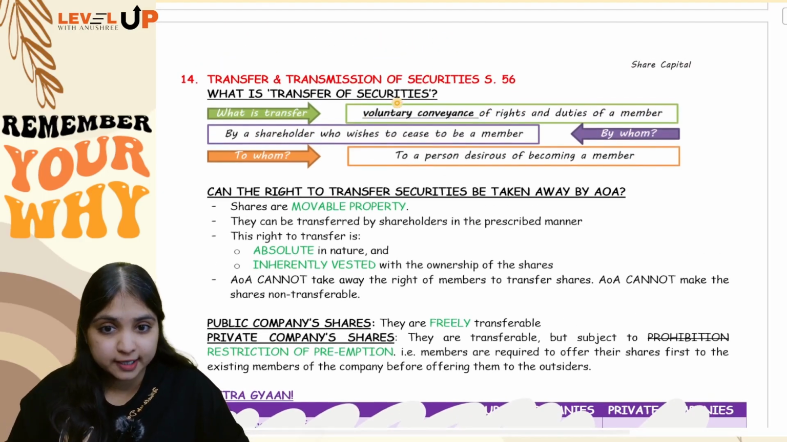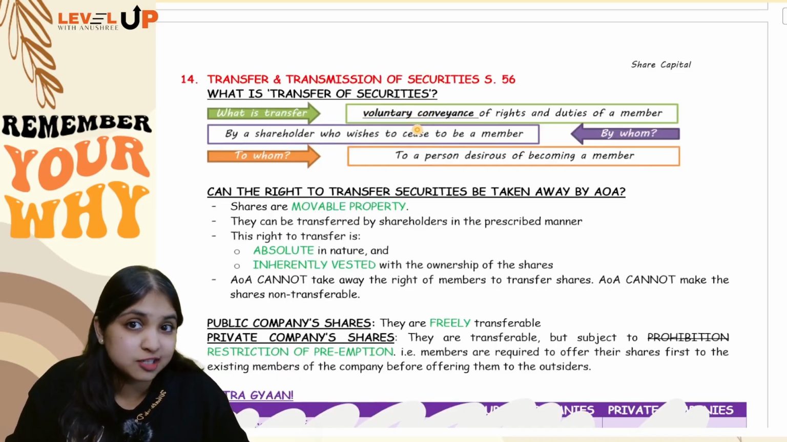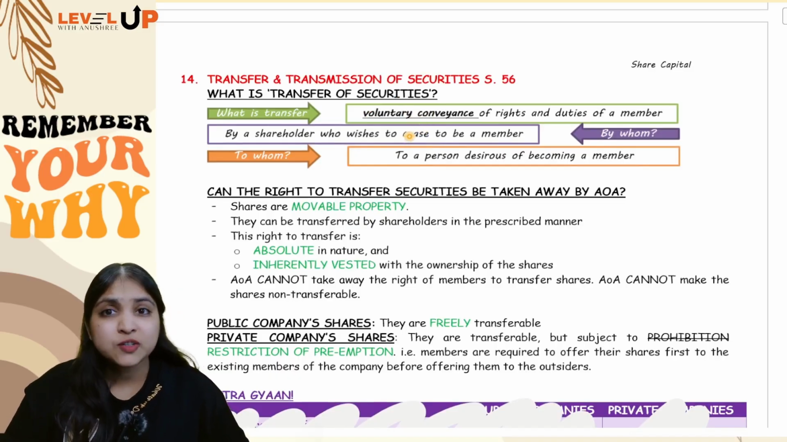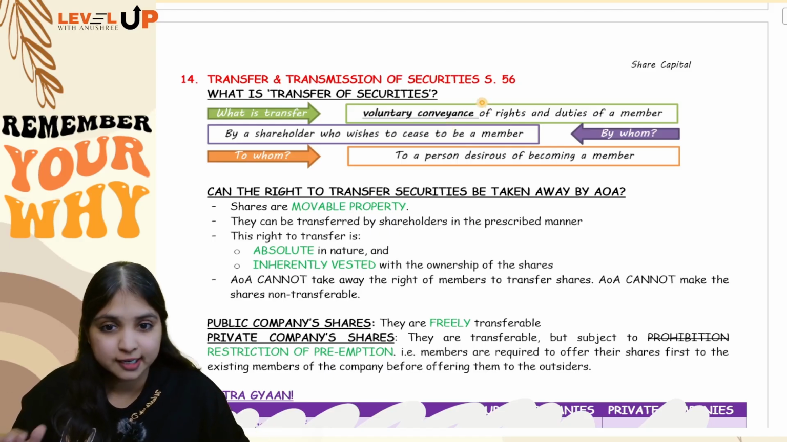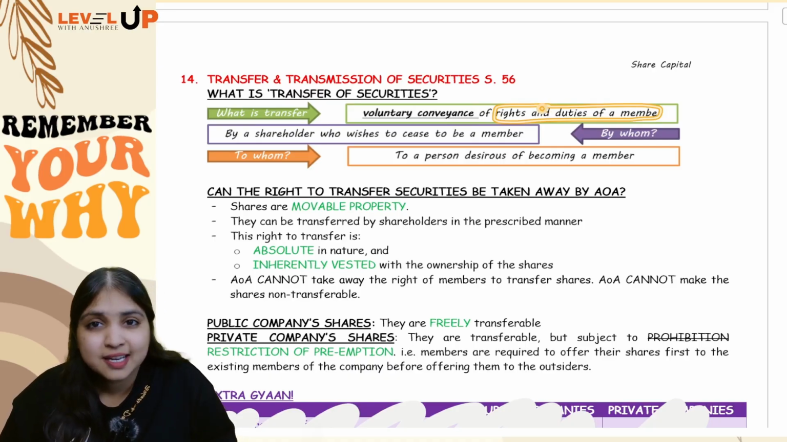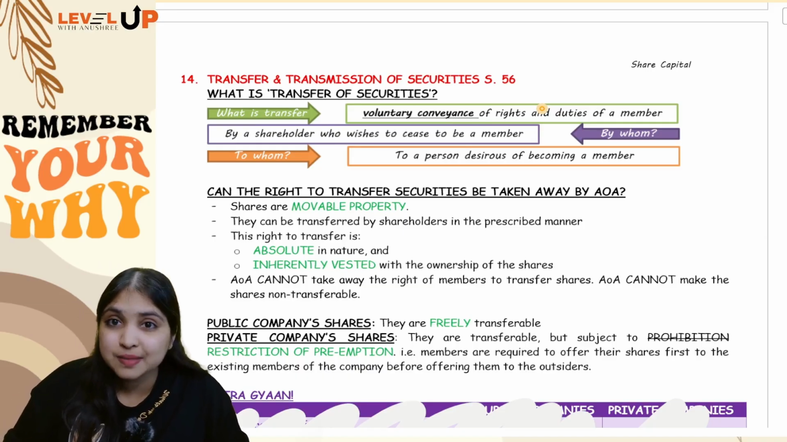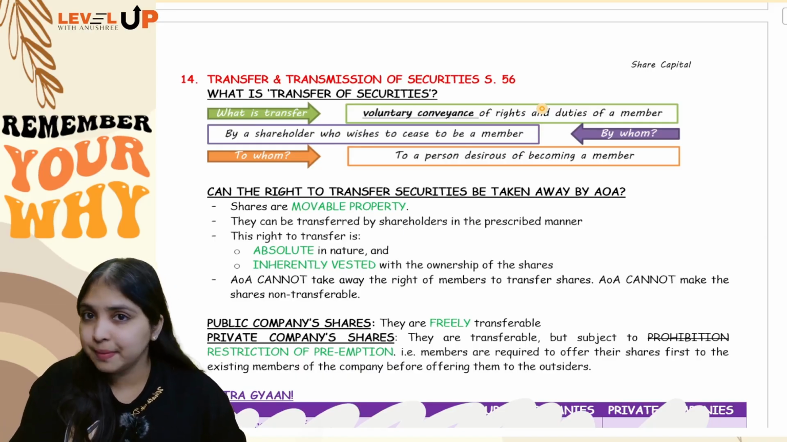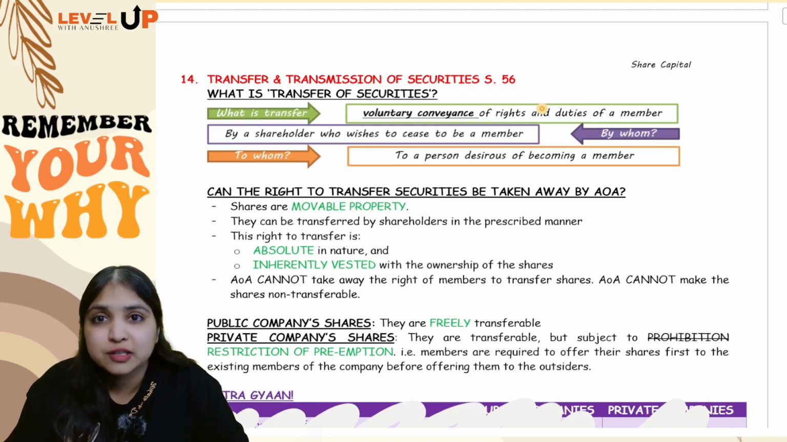First of all, it is voluntary, which means if I'm transferring the securities to you, it's because I want to sell the shares to you and you want to buy them from me. So it's not automatic, it's not that the law is doing this movement, it happens voluntarily. It's a voluntary conveyance of rights and duties of a member, which means till yesterday I was the owner of the shares, I was enjoying the rights and I was fulfilling the duties of a member. But I don't want to continue as a member anymore and you want to become a member. So I'll transfer my shares to you. Now you will enjoy the rights and you will fulfill the duties of a member.